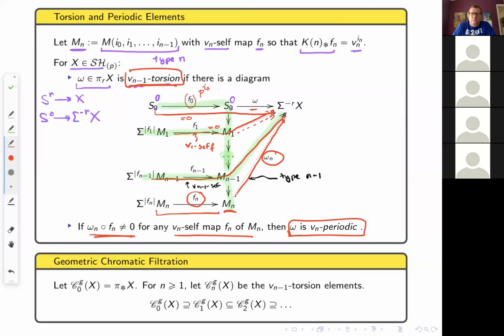So this leads us to the second chromatic filtration. And so again, we're going to let the first step be everything in the homotopy groups of X. And if n is bigger or equal to 1, we're going to let this be the subgroup of all elements which are Vn torsion. Sorry, Vn-1 torsion. There's a shift in the index. So again, this is a decreasing filtration.